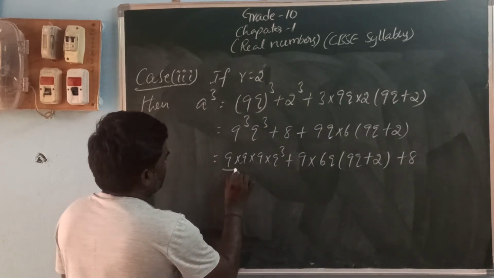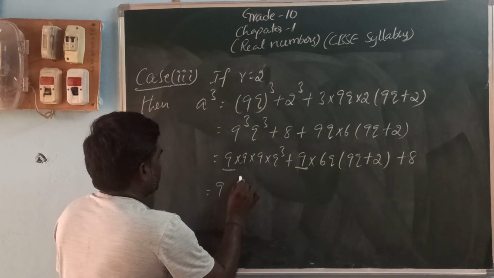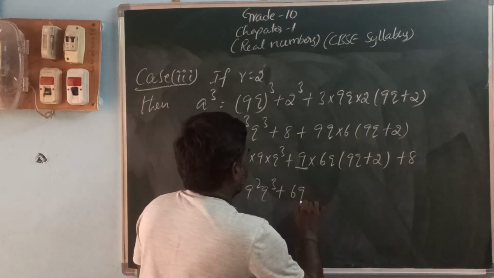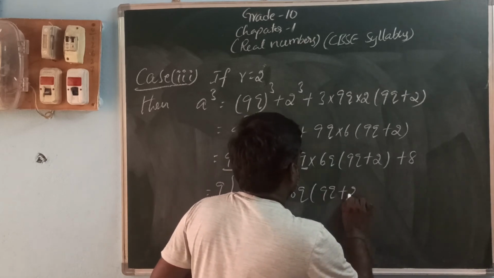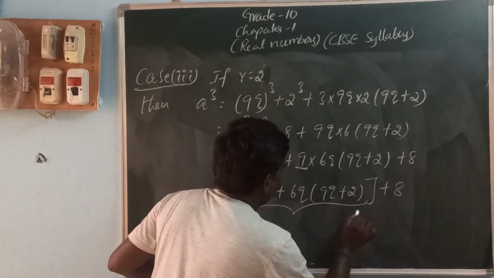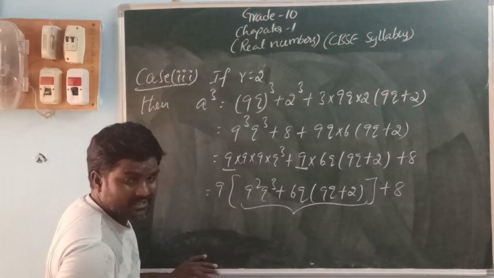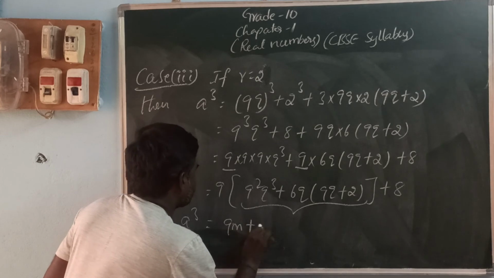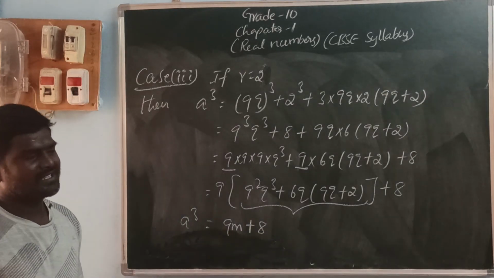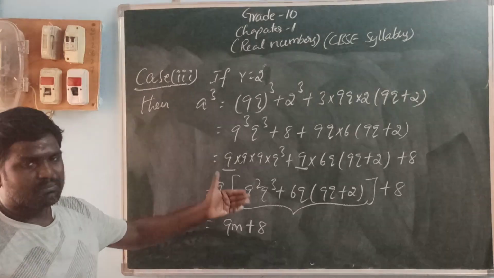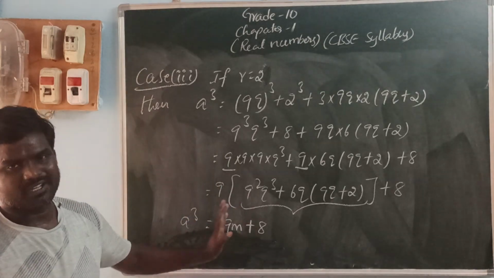In these two terms, what is common? 9. So taking 9 outside: 9 square cube plus 6 cube of 9 cube plus 2, plus 8. This total we can take as m, because q is an integer. So the cube of an integer is in the form of 9m plus 8. So the problem asked that the cube of an integer is in the form 9m, 9m plus 1, or 9m plus 8. Hence proved.